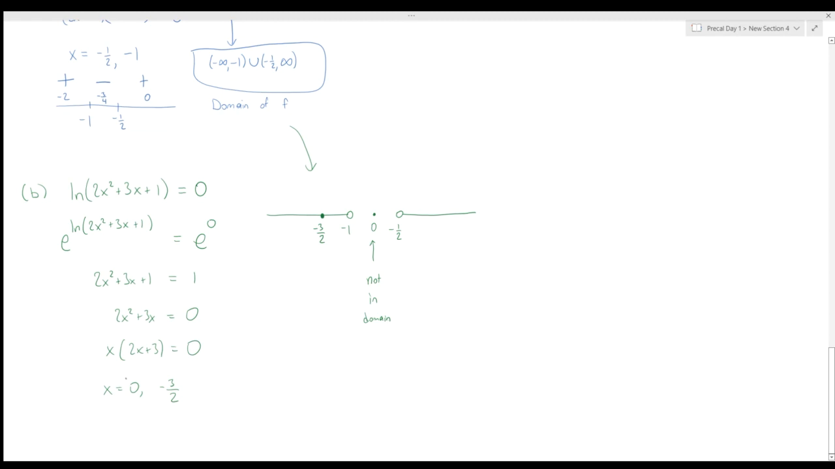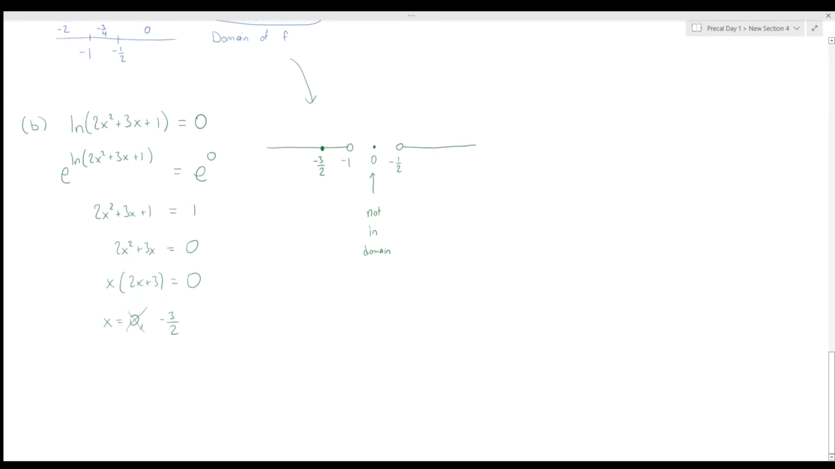So then that means we would need to reject x equals 0 as being a 0 of f because it's not even in the domain. So x equals negative 3/2 would have been the only 0 of the function.